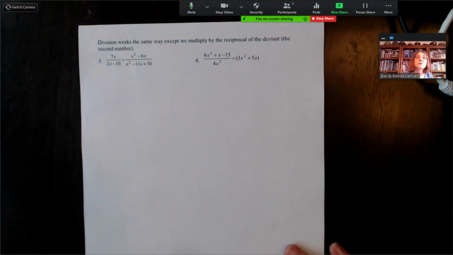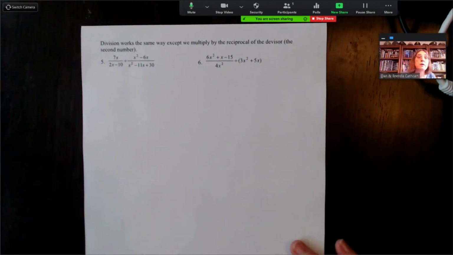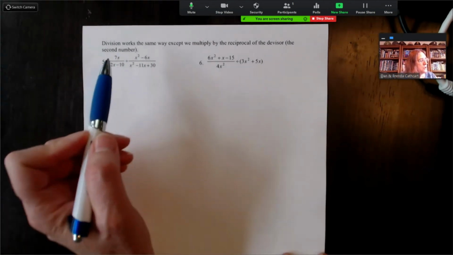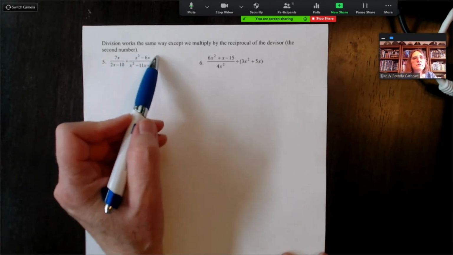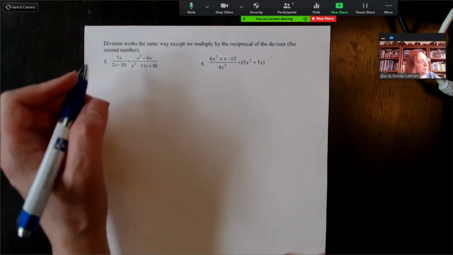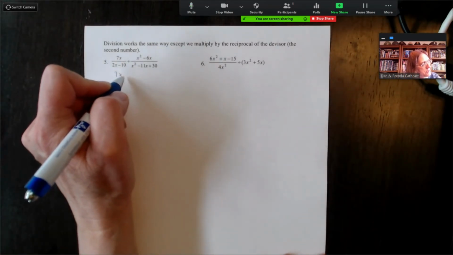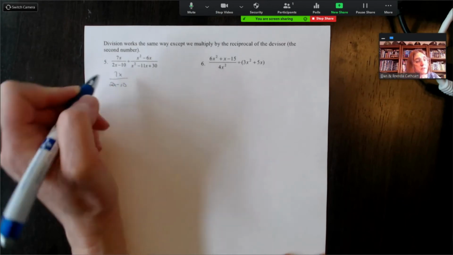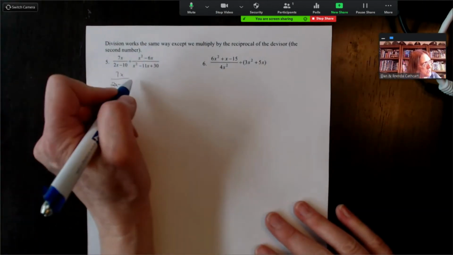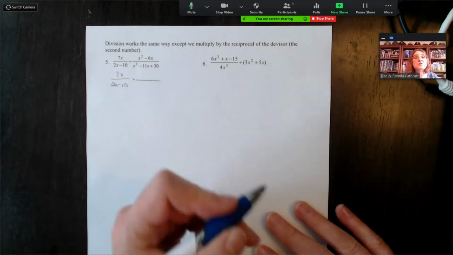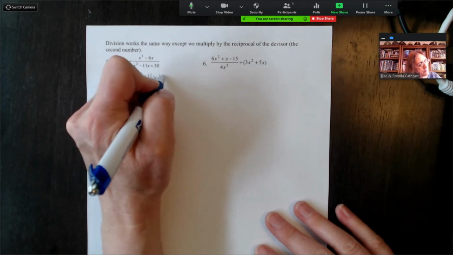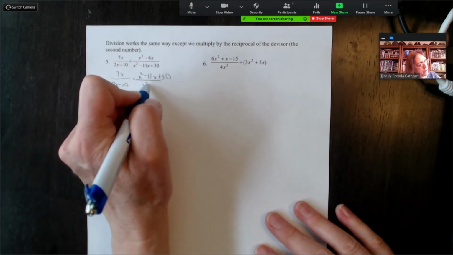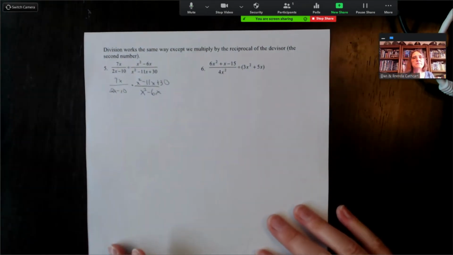Now, when we come to doing division, division really works the same way because we're going to change a division problem to multiplication. In division, we change the division to multiplication by the reciprocal of the divisor. So in question number 5, our first fraction, 7x over 2x minus 10, stays the same. And our second one is the reciprocal, which flips upside down. So we have x squared minus 11x plus 30 over x squared minus 6x.